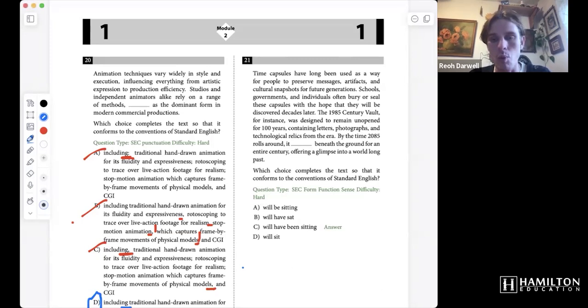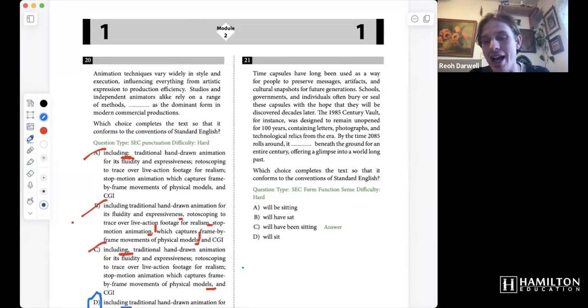Now, what tense do we have going on here in our correct answer choice? Right. This is the future perfect progressive. The future perfect progressive. Now, what does that mean? It's an action that will be completed by some point in the future. Okay. So it will have been sitting.